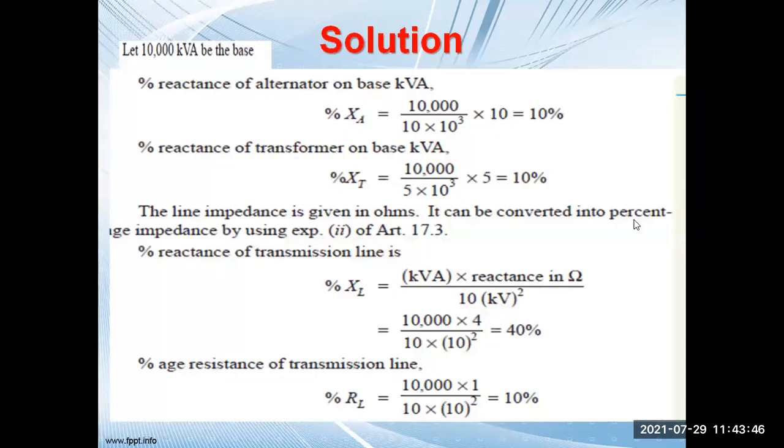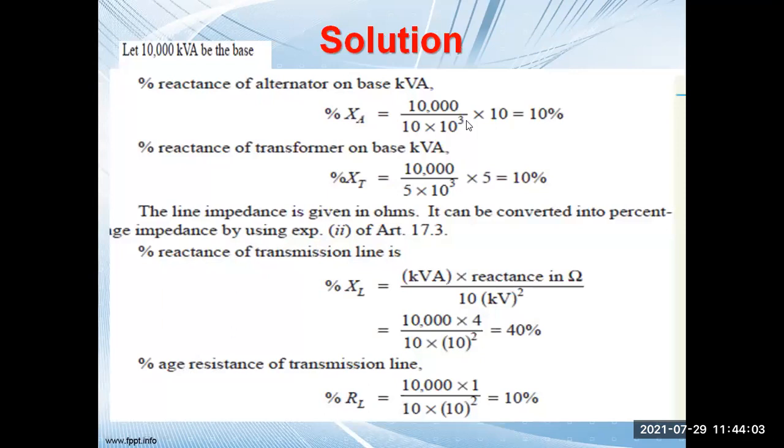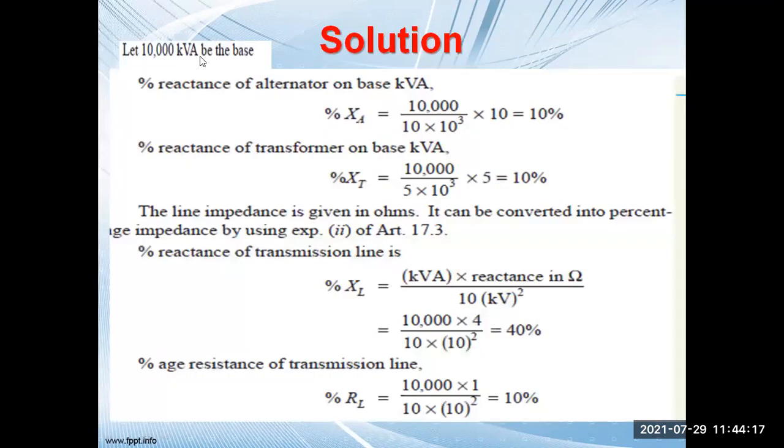Okay, so in this case we are assuming 10,000 kVA as the base. The percentage reactance of the alternator on base kVA, 10,000 by 10 MVA, is the same, so it will remain 10%. Now the rating of the transformer is 5 MVA, but we have chosen the base as 10,000 kVA, so we need to convert it to the new base. That is 10,000 by 5 into 10 to the power 3 into 5. So that means this will be 10%.